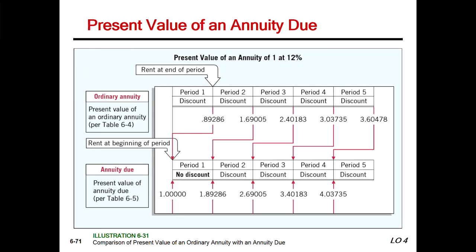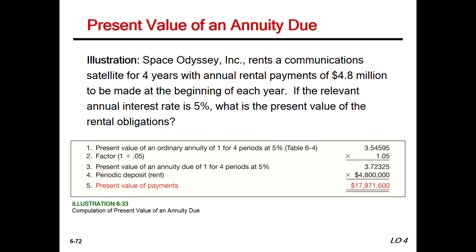So this is what it looks like. The rent's at the beginning of the period rather than at the end of the period. In an ordinary annuity, we've got it at the end of the period. So the interest starts accumulating immediately with the present value of an annuity due. So let's take a look at our illustration here.